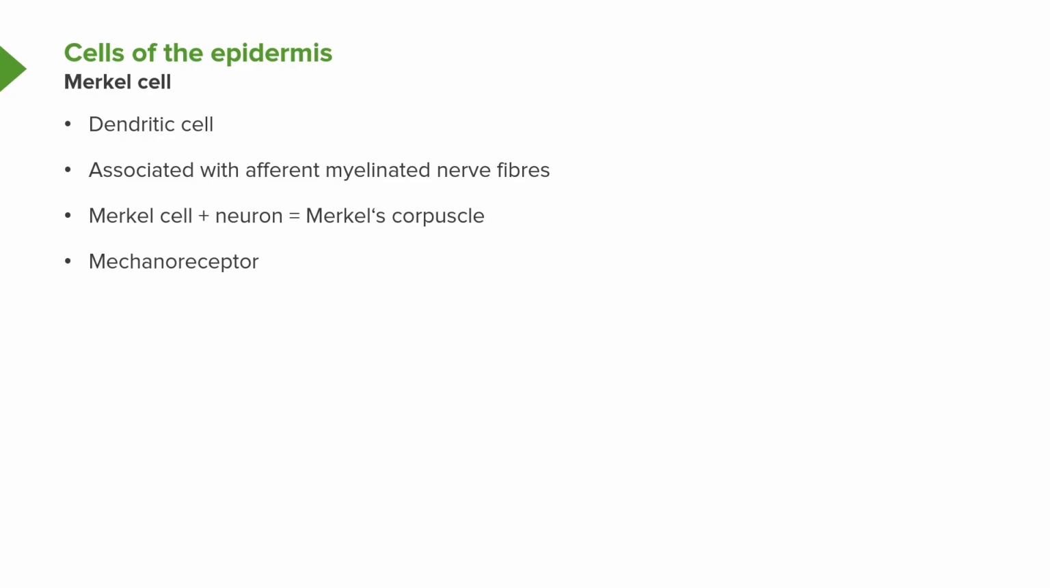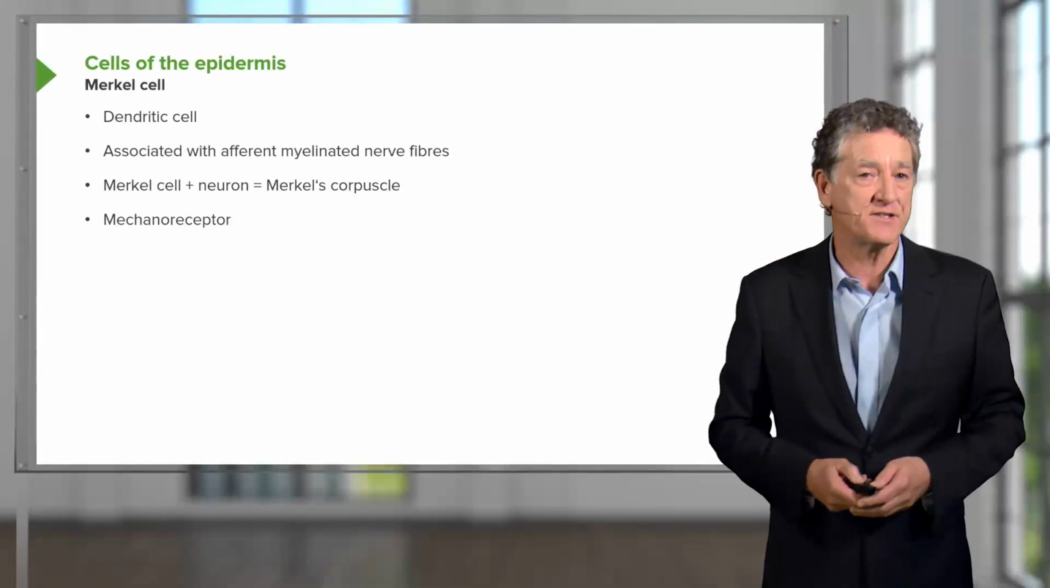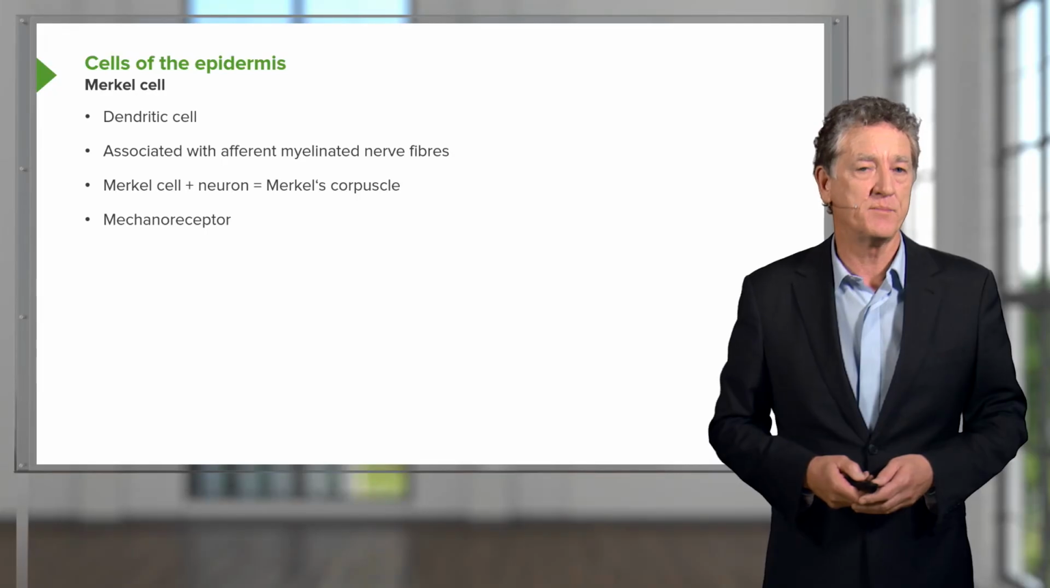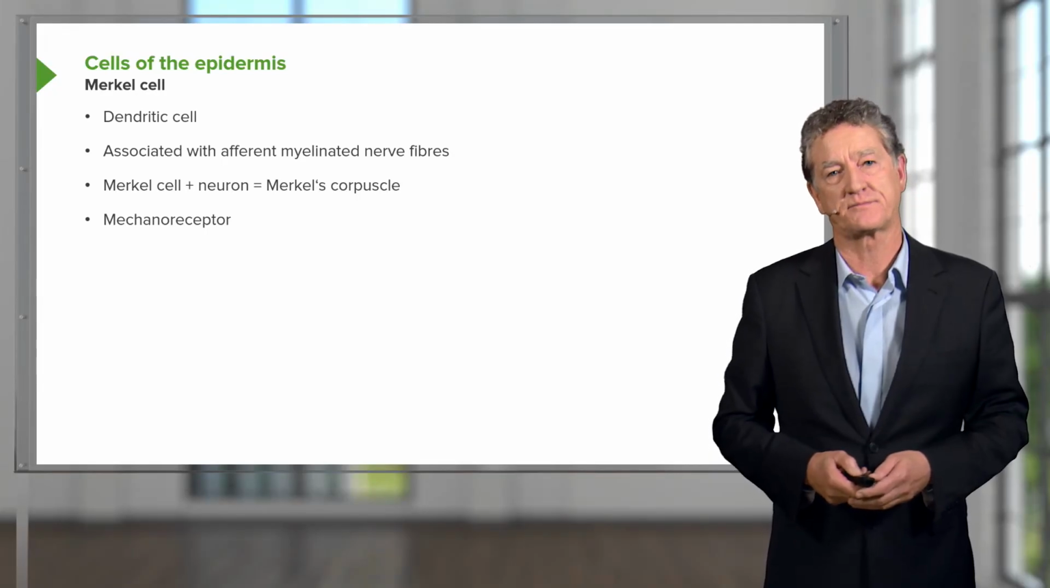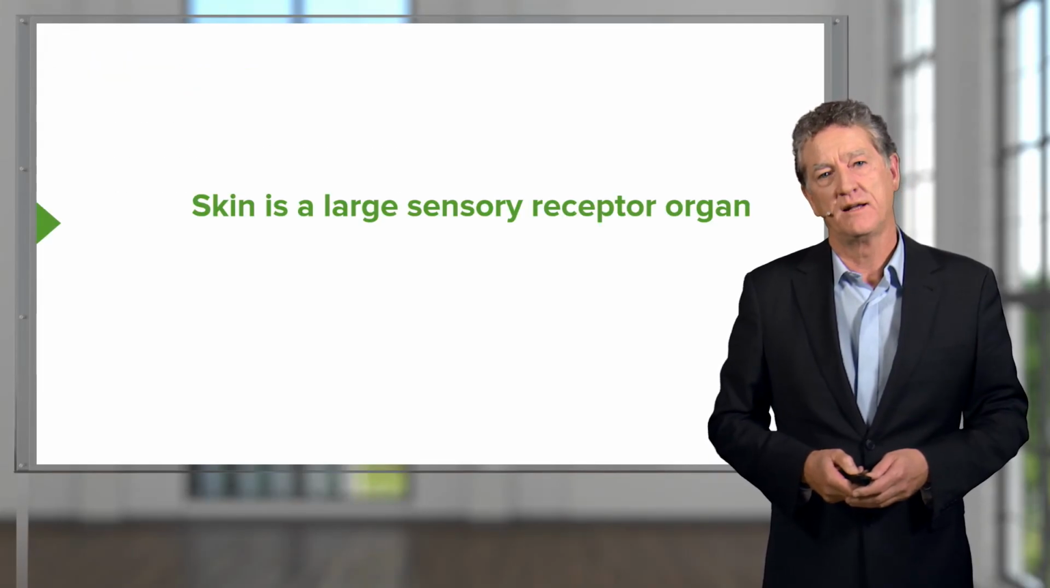Another cell type is the Merkel cell. It's also a dendritic cell, meaning it has long processes extending through other cells, through other layers of the epidermis. These cells are hard to see. They're very difficult to see, and they tend to be situated at the very base of the epidermis. They're mechanoreceptors.